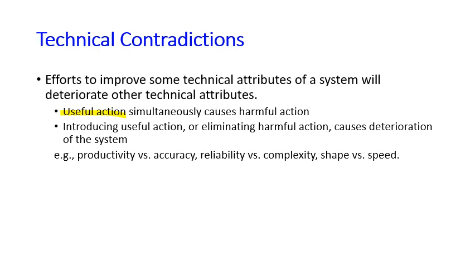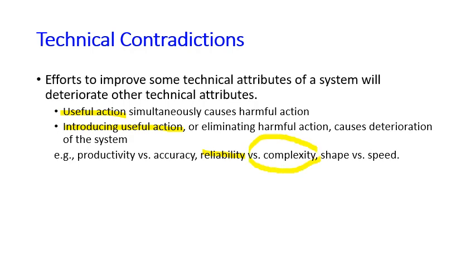The contradiction may also happen when you try to introduce a new useful function. It causes the overall performance of the system to become worse. So common examples include when you try to increase the productivity, the accuracy of the production will suffer or become worse. Or when you try to increase the reliability of the system, then the system becomes more complex.